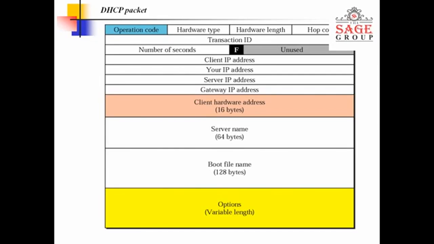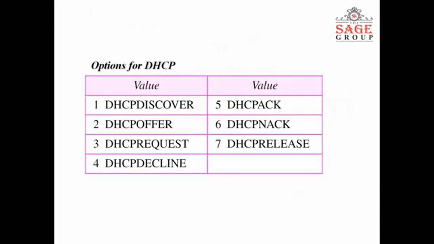Now we tell about the operation codes. There are 7 types of operations in DHCP. First is DHCP discover. It discovers the DHCP server. Second, DHCP offer. It offers the value of DHCP. Third is DHCP request. The client requests the server for the value of an IP address.